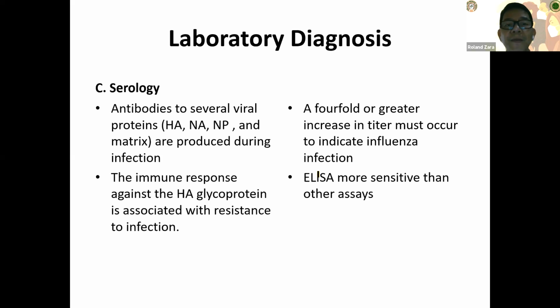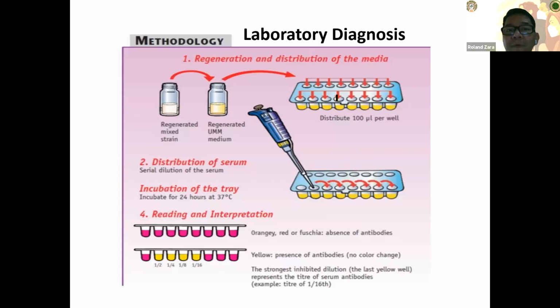Okay, serology. Antibodies to several proteins are produced during infection. The immune response against HA glycoprotein is associated with resistance to infection. So for your antibodies to become what we call neutralizing antibodies or protective antibodies, there must be at least a fourfold or greater increase in titer. Okay? So dapat mas mataas. Fourfold. ELISA is more sensitive than other assays. So a fourfold increase in antibodies for it to become neutralizing antibodies. So this is what we call your fourfold.